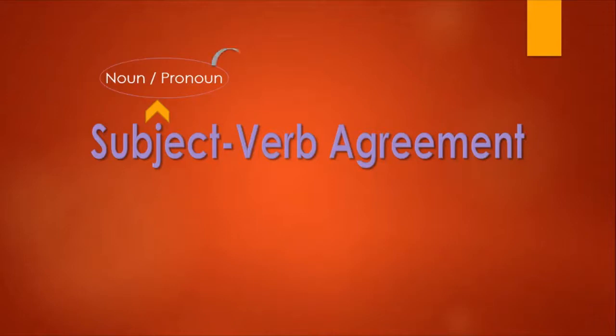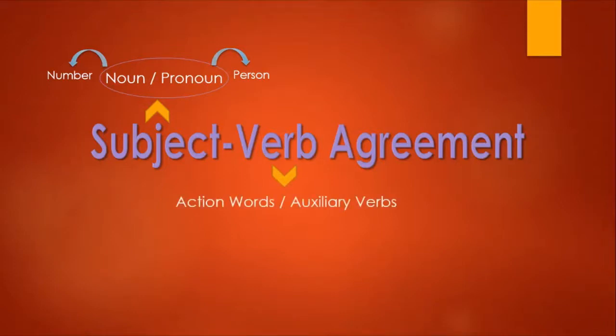So what we should focus on are these two parts. We should focus on the person of the subject, whether it is first person, second person, or third person, and its number, whether it is singular or plural. Verbs, on the other hand, represent the action words or the auxiliary verbs. There are modal verbs as well, but modal verbs don't undergo changes, or they don't force other verbs to change the way they do these things. The action words and the auxiliary verbs are subject to the change.